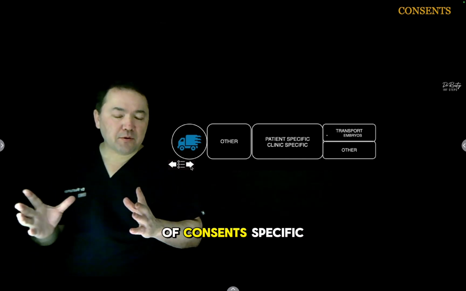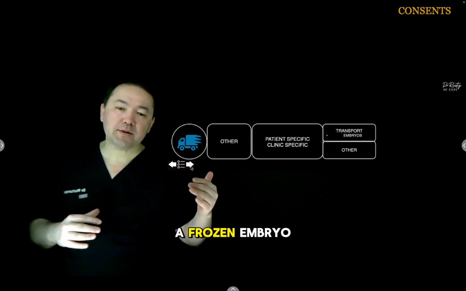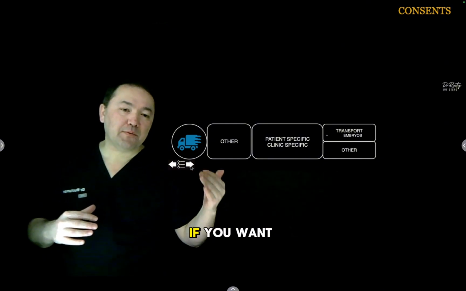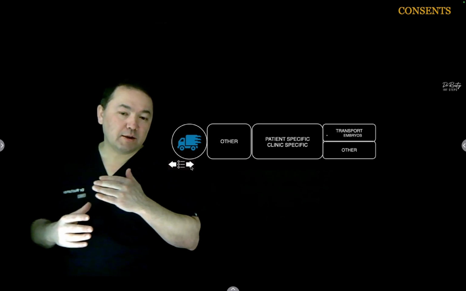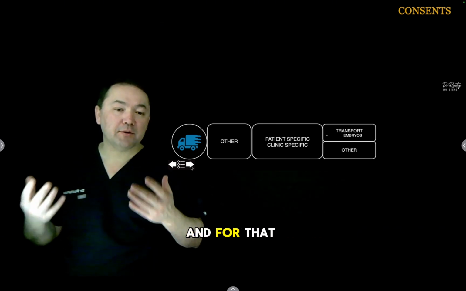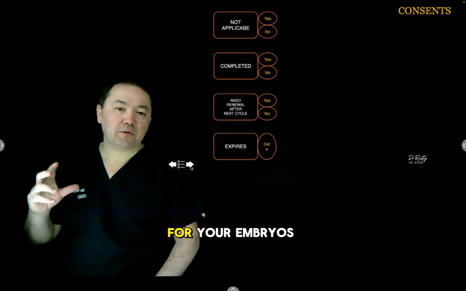Then other types of consents are specific to the clinics. Also, if you have a frozen embryo in a different clinic and you want to use that embryo in a frozen cycle, you need to transport that embryo to the clinic where you're undergoing treatment, and for that you need to sign a special transportation consent for your embryos.